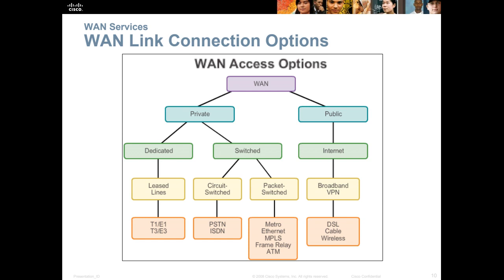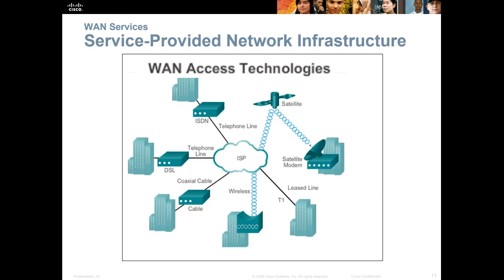So these are all private here. For public, we have the internet. Technologies are broadband, VPN, and we have DSL, cable, wireless also. So here we have the WAN access technologies, as you can see. We have ISDN, we have satellite, VSAT. We have leased line, you see, coming to the premises, wireless, or we have cable modem.